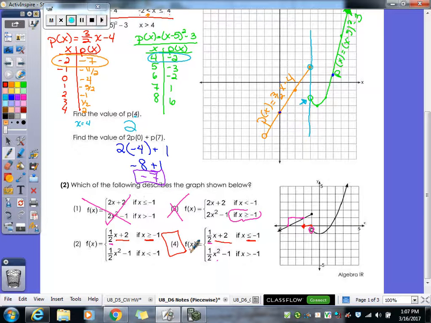You can't really use your calculator too much because your calculator is going to show you the whole quadratic, not just the part of it that you want. It's going to show you the whole line, not just the part of the line. So it really is not going to help you out with those ones. You just got to look at the pieces.